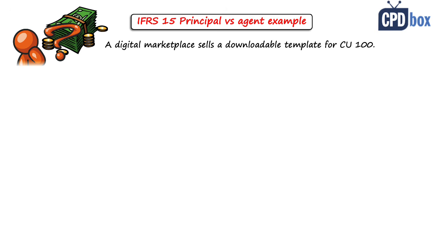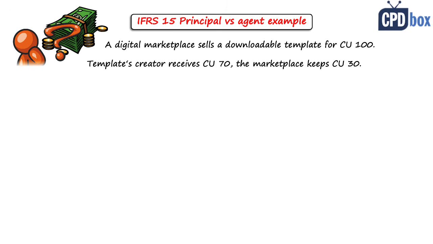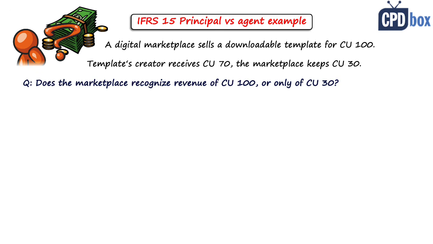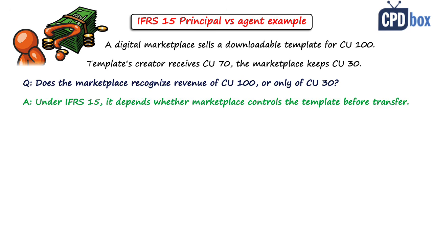A digital marketplace sells a downloadable template for 100 currency units. The template's creator receives 70 currency units, the marketplace keeps 30 currency units. Another question, does the marketplace recognize revenue of 100 or only 30? And the answer is, well, it depends. Because under IFRS 15, we need to assess whether the marketplace controls the template before it is transferred to the end customer.